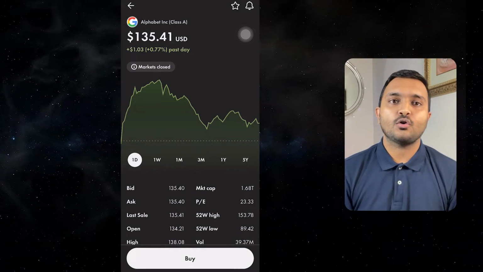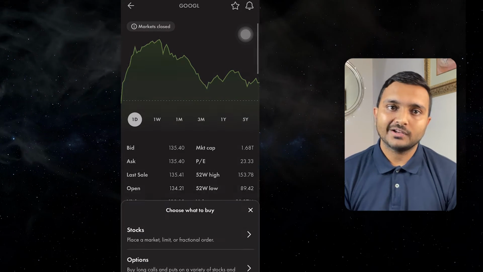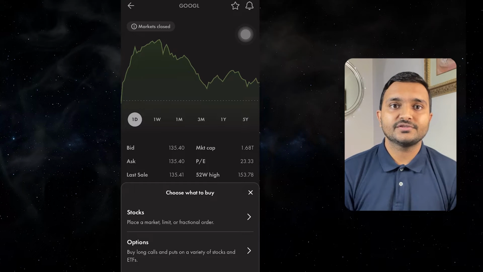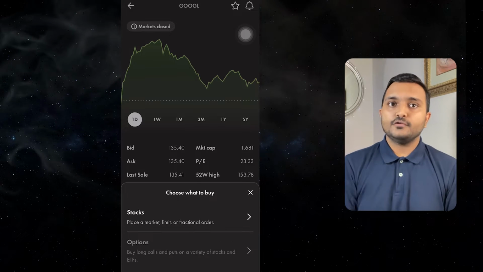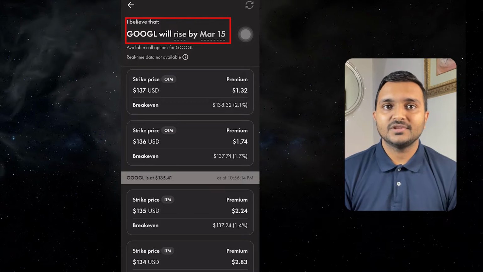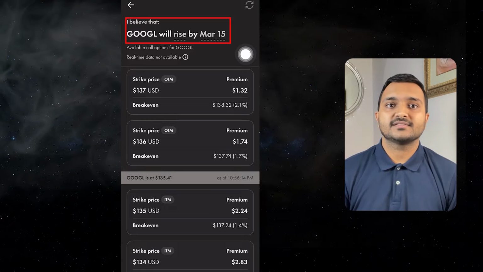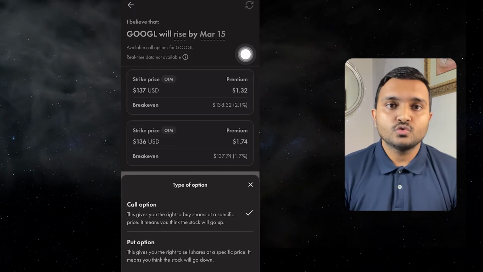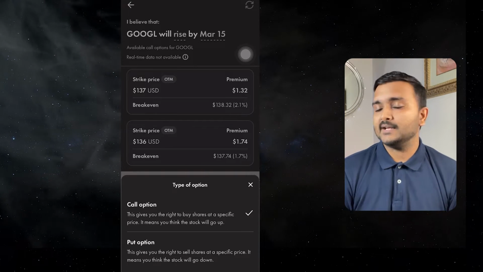So first, let's understand all the terms with a live example. I'm taking Google or Alphabet as an example here. So when you search for the stock, you are presented with the options to either buy the stock itself or buy the options. If you choose options, you will see an interface where it says something like on the top, I believe that Google will rise by a certain date. You can then choose whether you think the stock will rise or fall by that certain date.